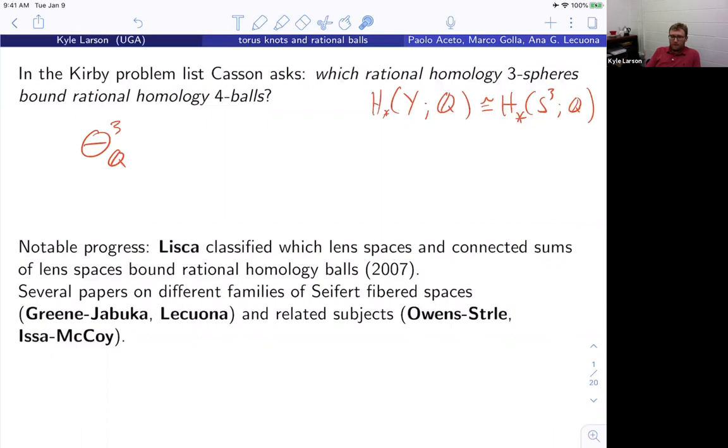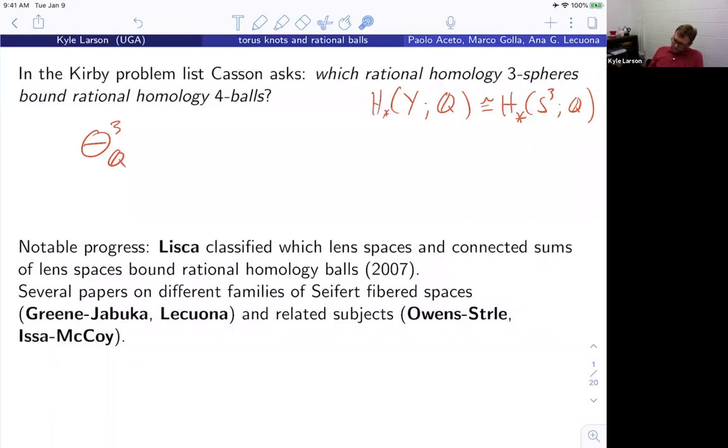However, we have had some notable progress. Lisca in the mid 2000s classified which lens spaces and also connected sums of lens spaces bound rational homology balls. So this is a complete answer if we restrict our attention to lens spaces or connected sums of lens spaces. And that uses techniques that we also will use in this work that I'm about to describe.